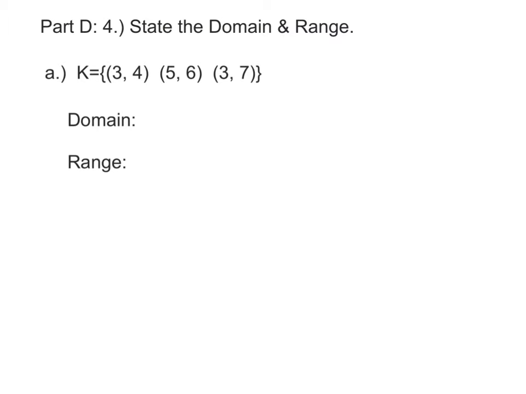In problem 4, I have you state the domain and range from a couple different types of functions. In part A, I give you the relation in terms of ordered pairs, and the domain is going to be the set of all the x's. So all you do is go through and identify all the x coordinates. The first one's 3, the next one's 5, and the third one is 3. You don't have to list 3 again, so you just stop right there.